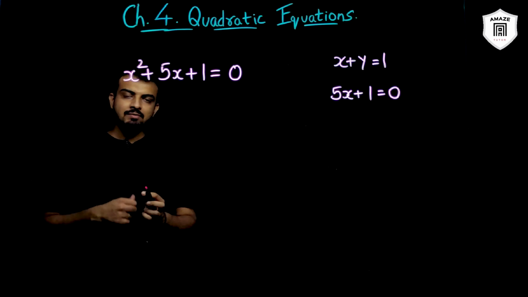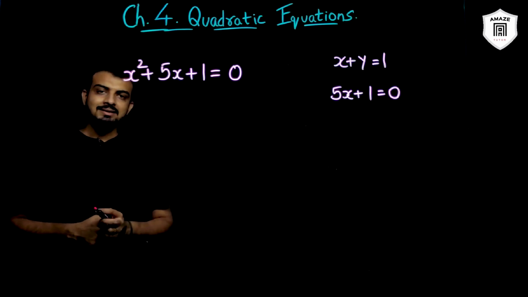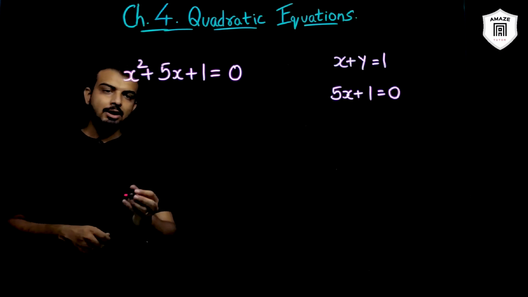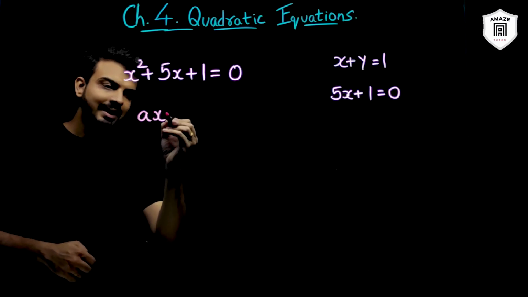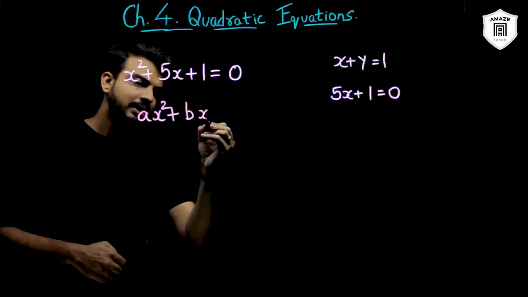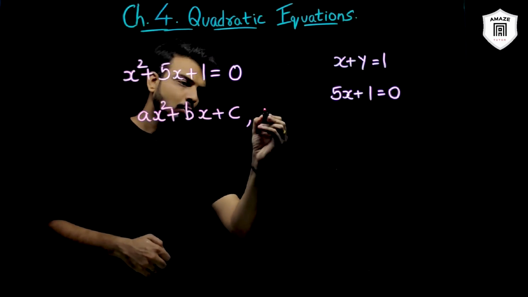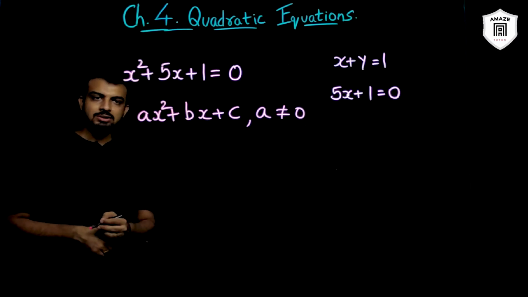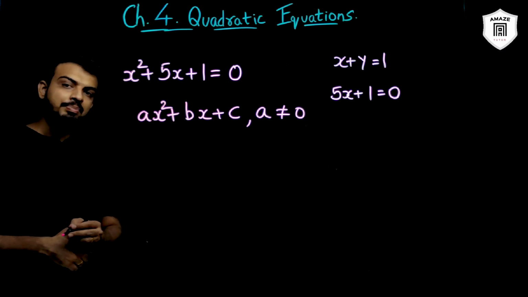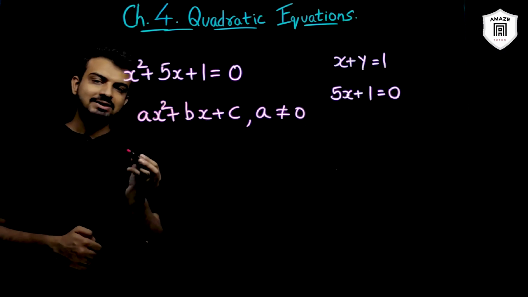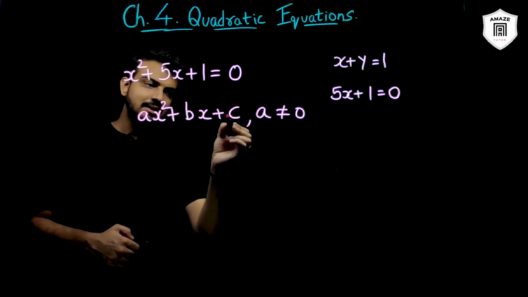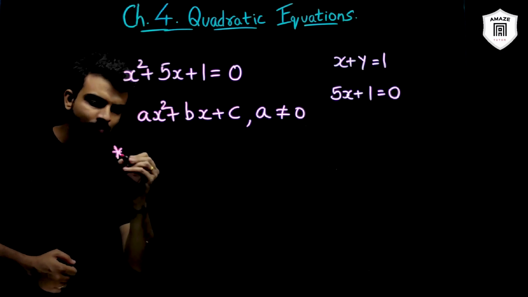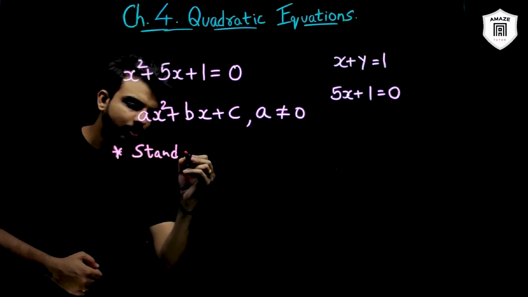Now, one more thing we have seen in chapter number 2, polynomials, that is the standard form of the quadratic polynomial. So what was the standard form of the quadratic polynomial? It was ax square plus bx plus c, where a is not equals to 0. This was the standard form of the quadratic polynomial, right? We know this a is the coefficient of x square, b is the coefficient of x and c is any constant number. So here, what is the standard form of the quadratic equation?